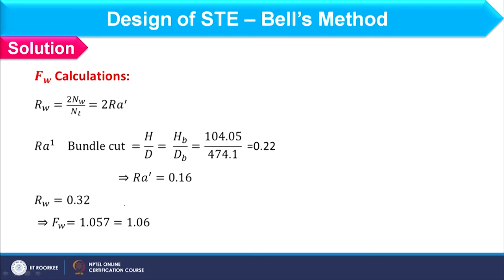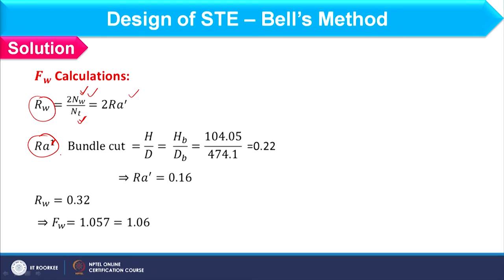Next, I have to find out Fw, that is window correction factor. Now to find out Fw, you should know Rw because you are given the graph of Fw and Rw in books. So, Rw you can consider as 2nw by nt. Nw is the number of tubes in window zone and nt is the number of tubes in bundle, and that should be equal to 2 into Ra dash. So, first of all I have to find out Ra dash.